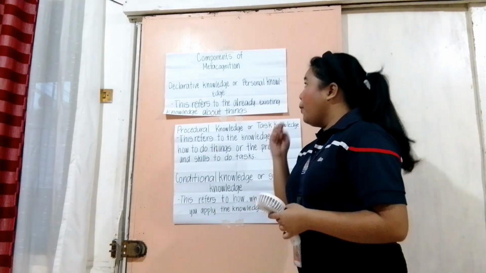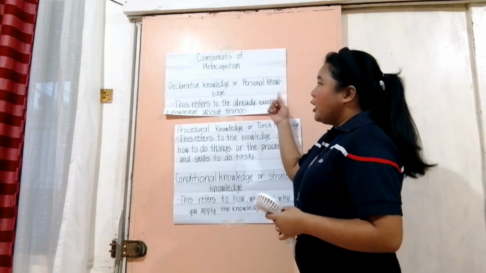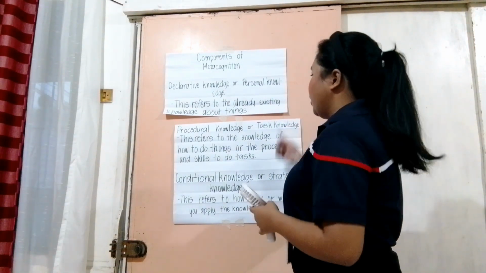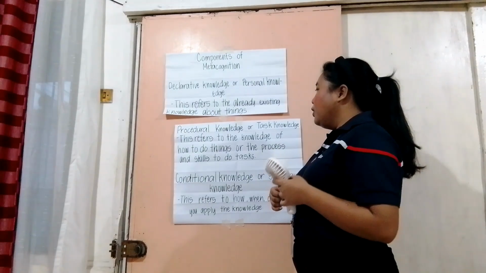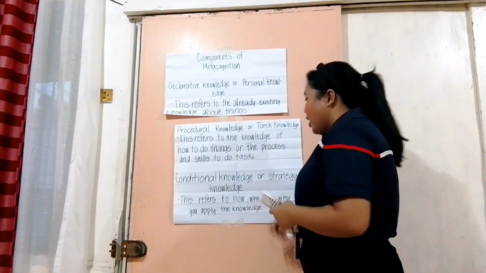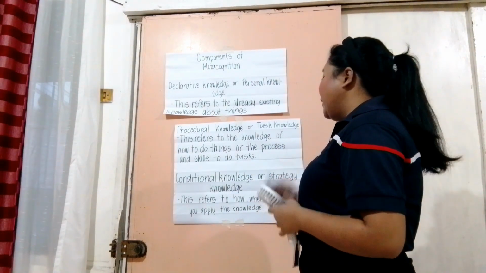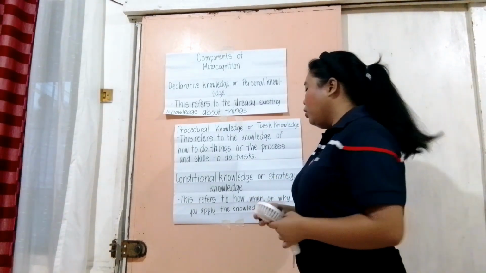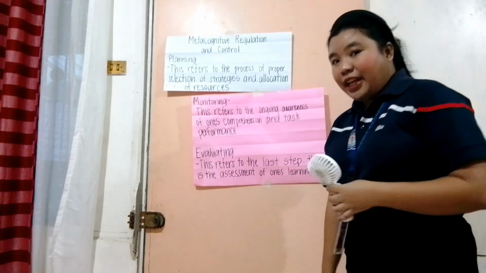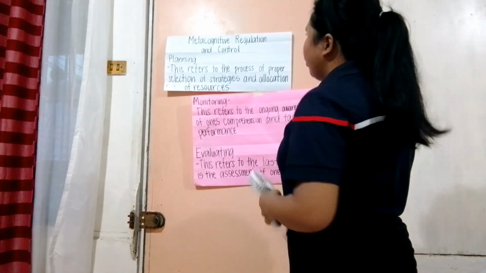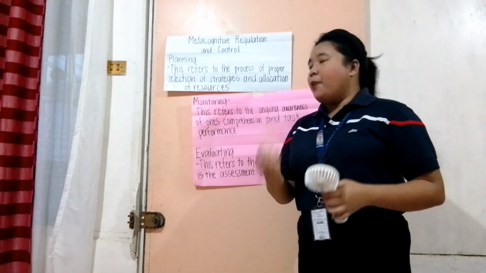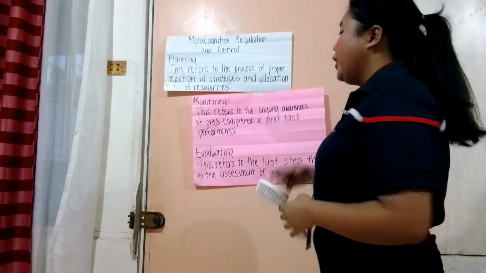Now, those are the three components of metacognition: declarative knowledge, the already existing knowledge about things; procedural knowledge, the process of how to do tasks; and conditional knowledge, the application of the knowledge or how, when, or why you apply the knowledge. Now, in our next topic, we have metacognitive regulation and control. Metacognitive regulation and control has three steps. We have planning, monitoring, and evaluating.